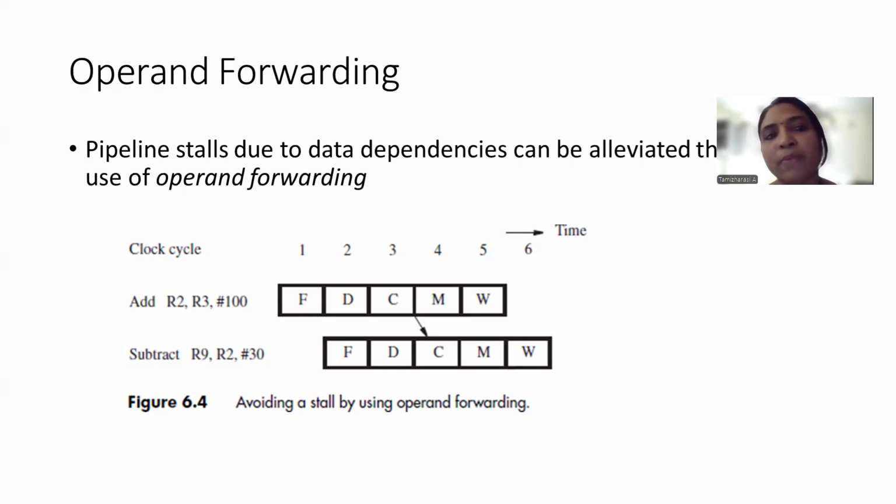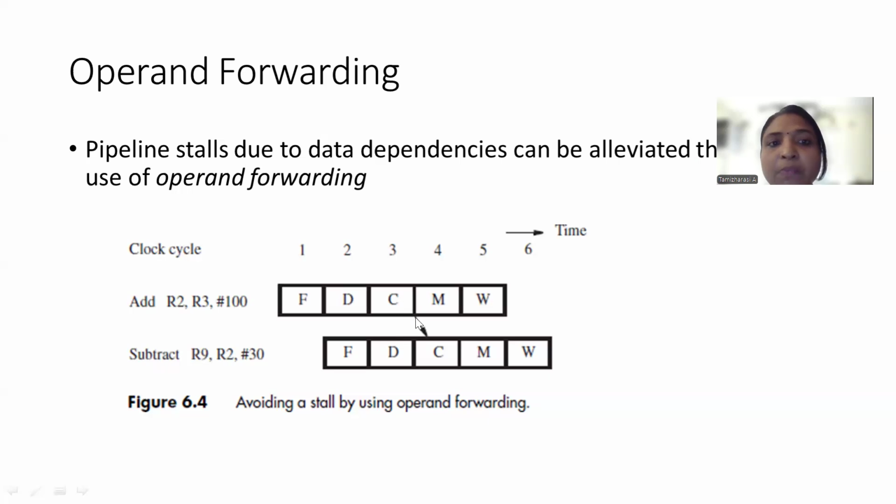Whereas in case of operand forwarding, we can reduce the waiting time. Let me explain how this operand forwarding works. I have taken the same example. The first instruction is add. After the compute stage in clock cycle 3, the data will be available in the temporary register, not in R2, but in the temporary register, maybe RY or RZ. Only in the fifth stage will the data be available in R2. But we have the result in a temporary register.